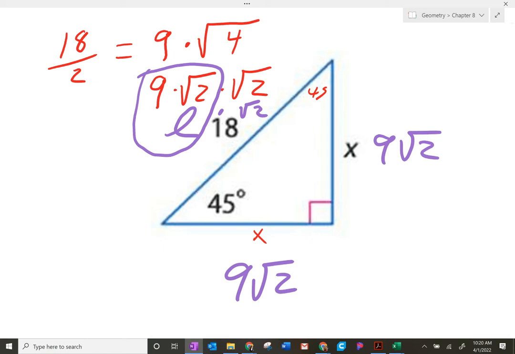Again, this part gets a little bit tricky if they don't give you a radical. Just remember, I'm going to give you this trick. Divide it by 2, so that way you can make that top one into radical 2 times radical 2, so you can cancel it out. You'll see one of those ones.